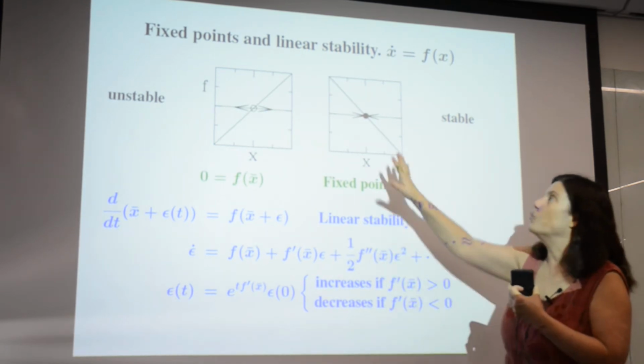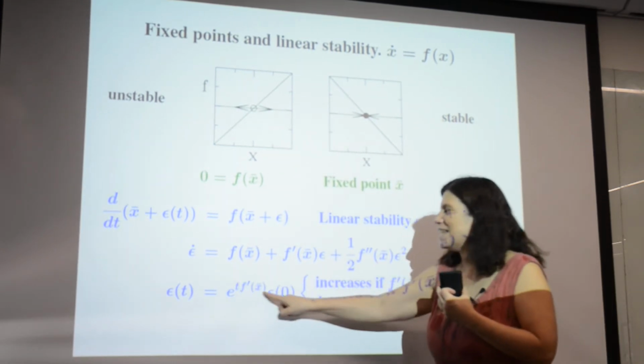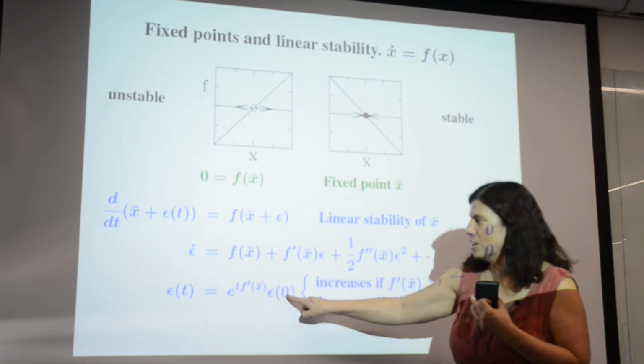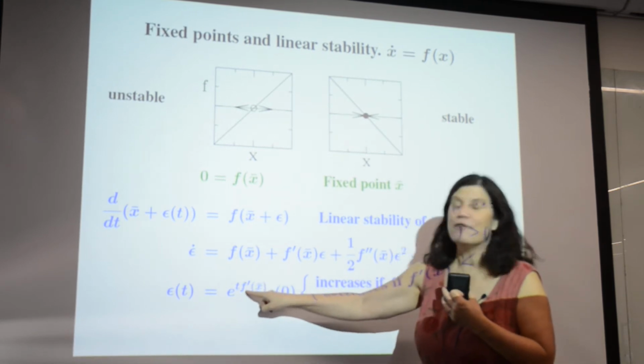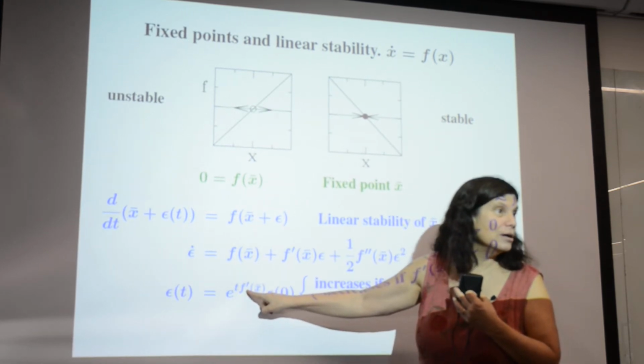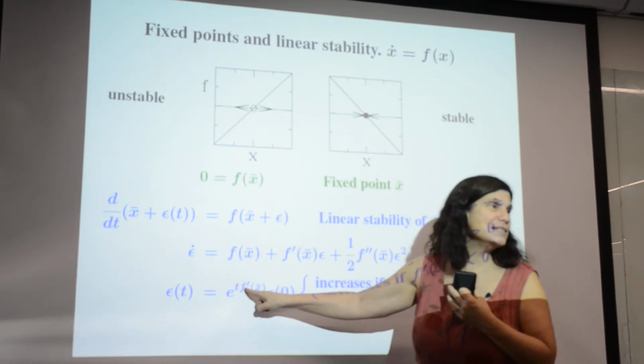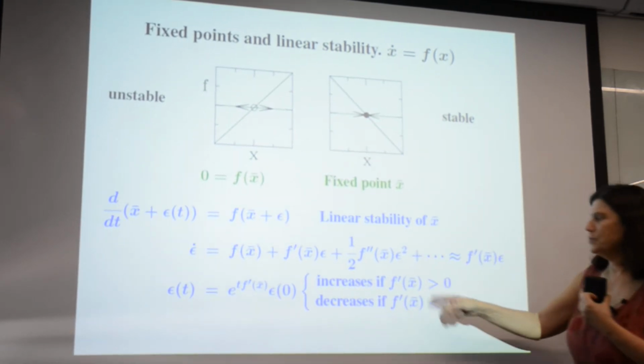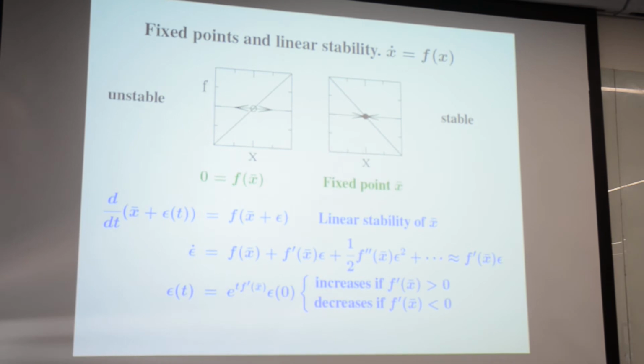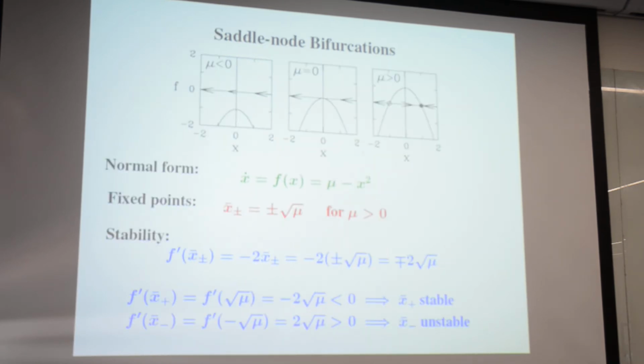And so this tells us what we just saw graphically. That is to say that this perturbation, epsilon at time 0, is going to grow if f prime is positive, and is going to decrease if f prime is negative. Okay? So that's the basics. The simplest thing you can do with a dynamical system.